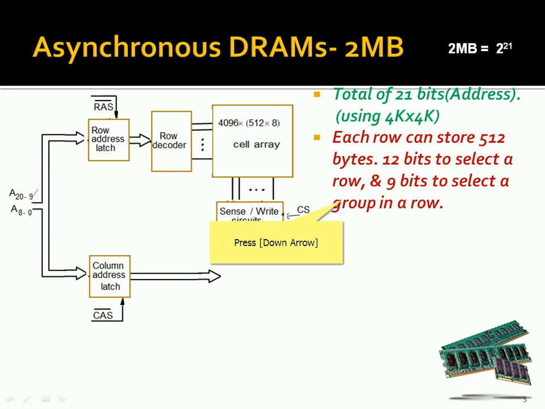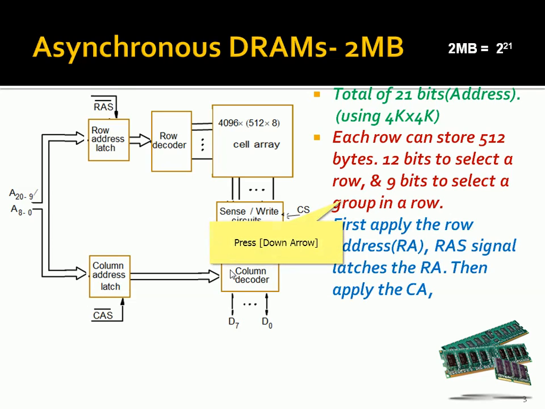The total memory is 4096 by 512 by 8. The available chip is 512 by 8, and multiplying it by 4K gives a total of 2 MB of memory. Each row can store 512 bytes, with 12 bits of address to select the row and 9 bits for the column. D0 to D7 are the data in and data out lines.